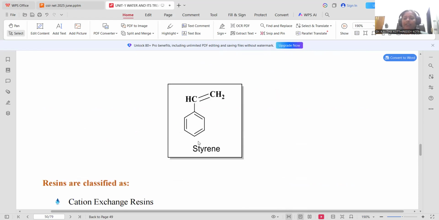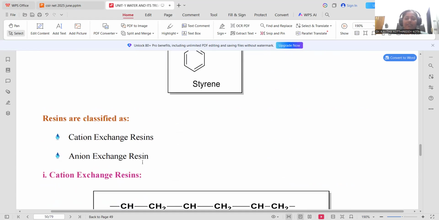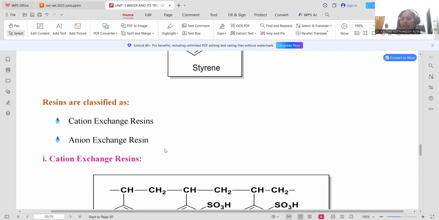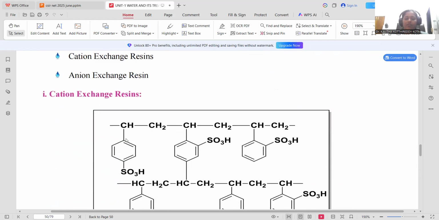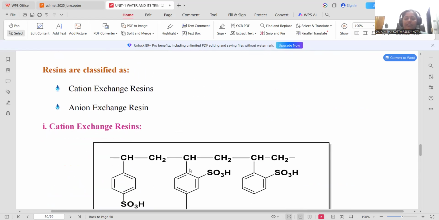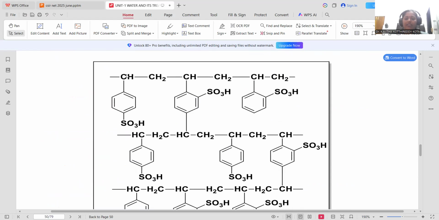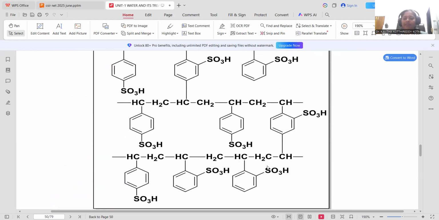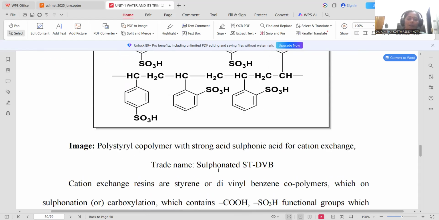This is the styrene moiety. These molecules are repeated several times. Cation exchanging resins and anion exchanging resins are present. So here the styrene is repeated several times, just like this. This is the styrene skeleton. You can notice the sulfonic acid functionality, and here also sulfonic acid is located. This kind of cross-linked polymeric chain is located, and the free sulfonic acid moieties are susceptible to release H plus ions into the water and exchange with calcium and magnesium, so that is the cation exchanging resin example.